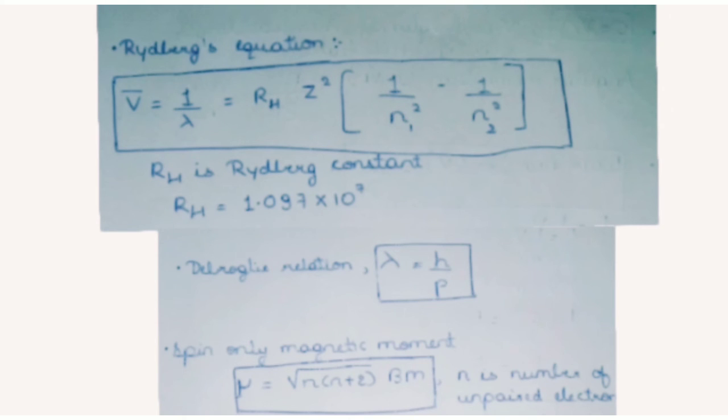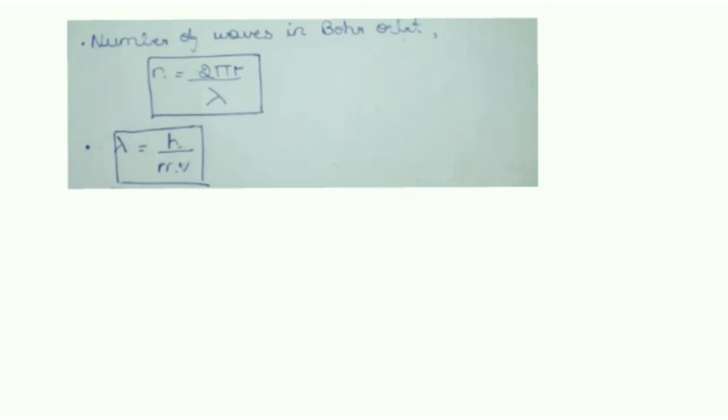Next is spin only magnetic moment. Mu equals the whole root of n into n plus 2 Bohr magneton, where n is the number of unpaired electrons. If you want to find the number of waves in a Bohr orbit, use the formula n equals 2 pi r by lambda. Next is lambda equals h by mv. Next is lambda equals h by the whole root of 2m Ek, where Ek is kinetic energy.